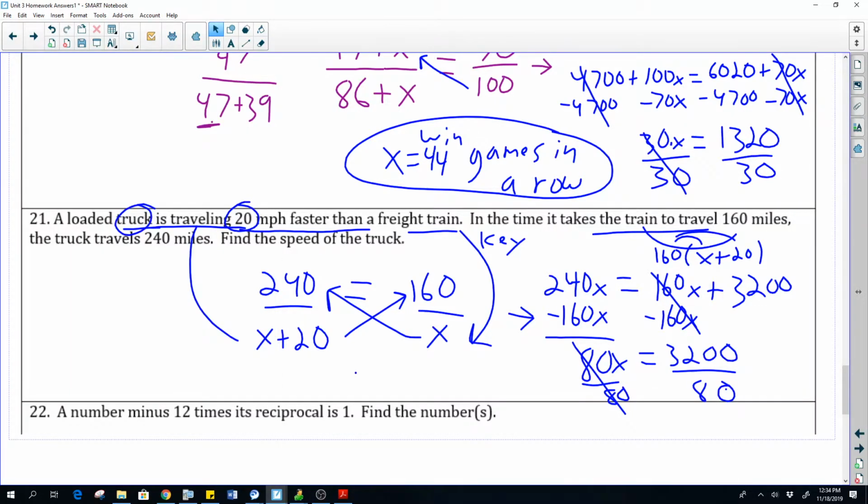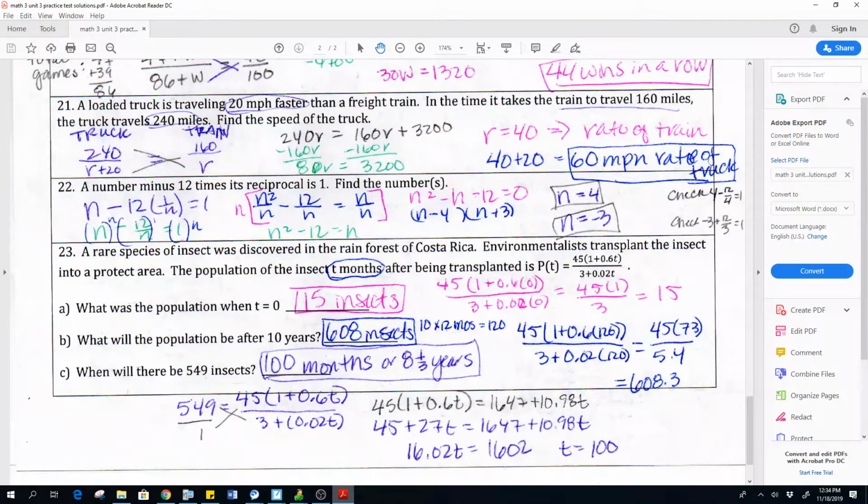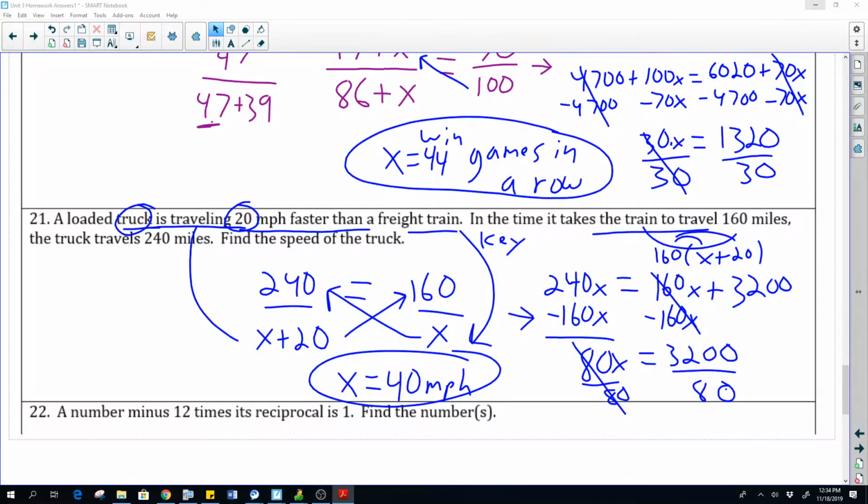So then let's see here, find the speed of the truck. So the speed of the truck is going only 40 miles per hour. Wow. There we go. Awesome. Double check your answer key there. Yep, looking like, what, 60? Oh, the rate of the truck is going, that's right.